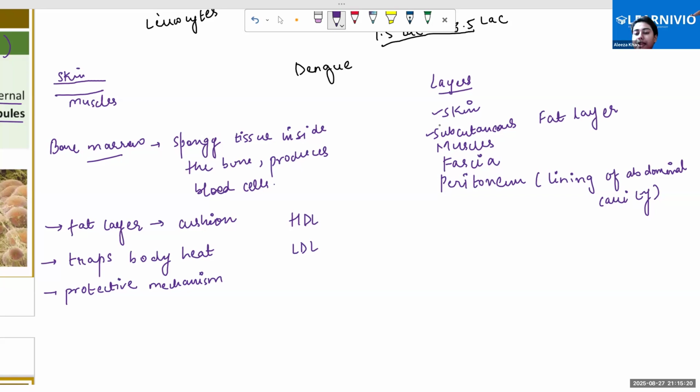If you think that below the skin you have your muscles, no. Below the skin you have the fat layer. Then you have the muscles. Then you have the fascia, and then you have the peritoneum. Got it? Yes, ma'am.